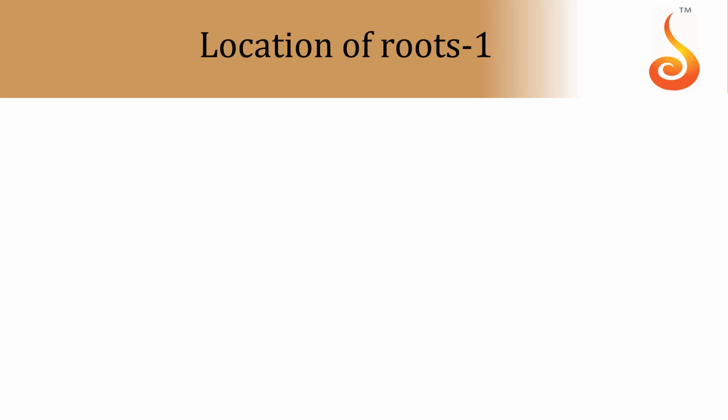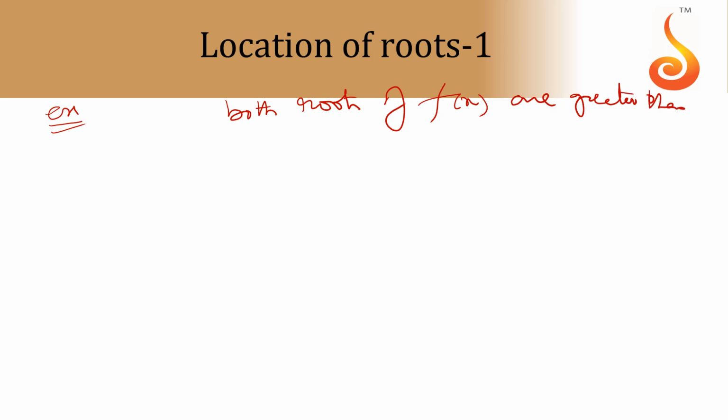With one example I'll explain. Suppose both roots of f of x are greater than k. So what does it mean? Suppose this is the x axis, let the roots be beta and alpha. Both roots are greater than k, so k will be here.